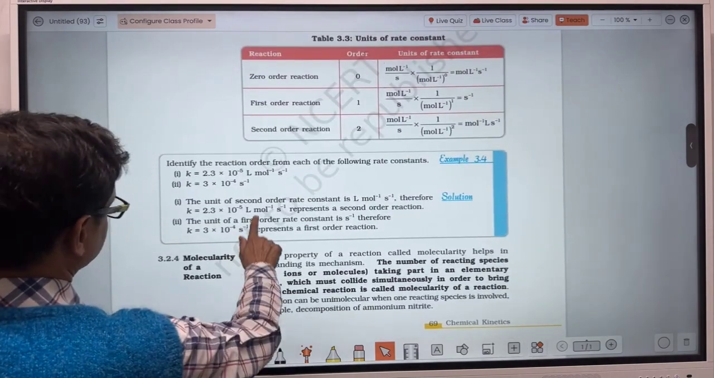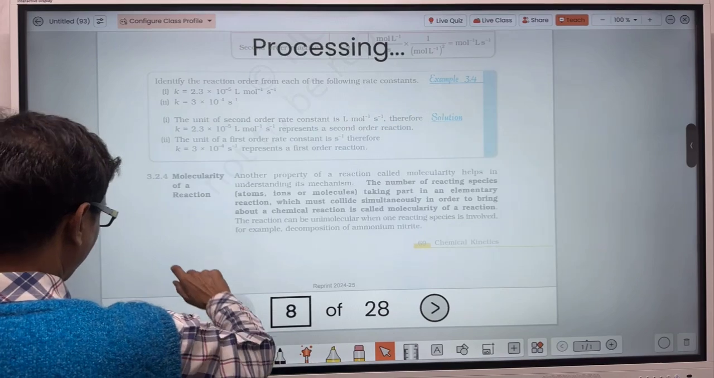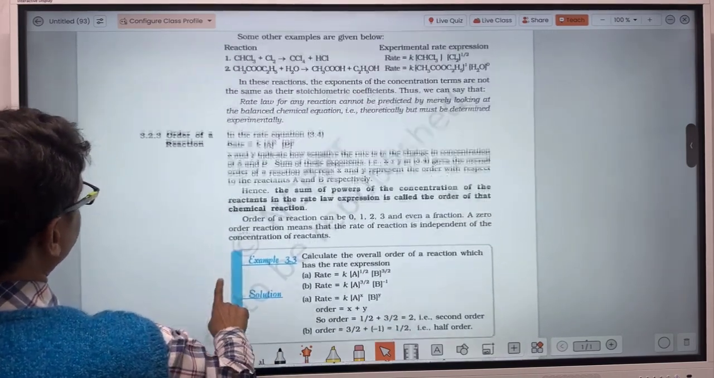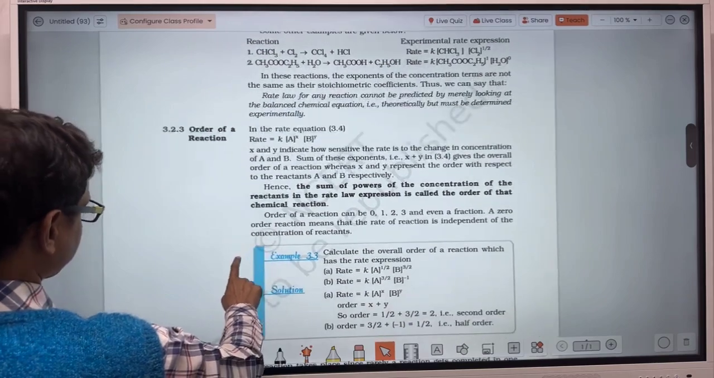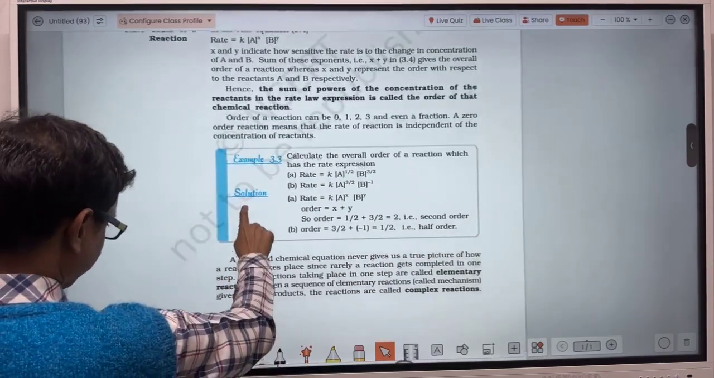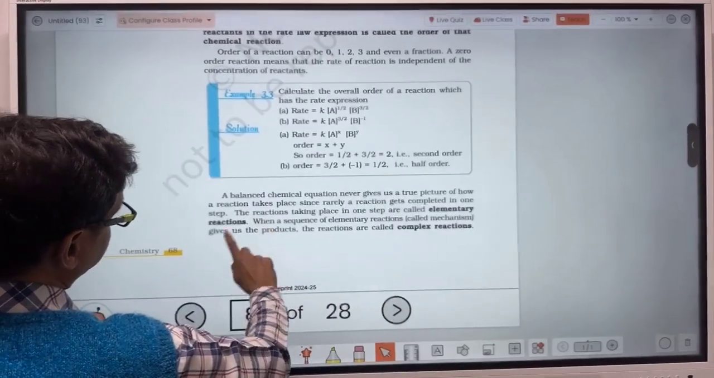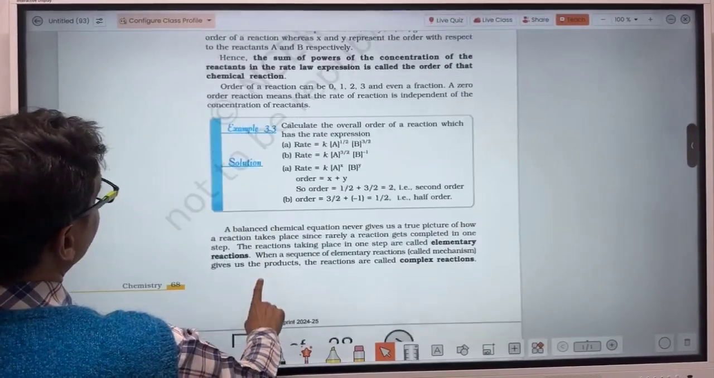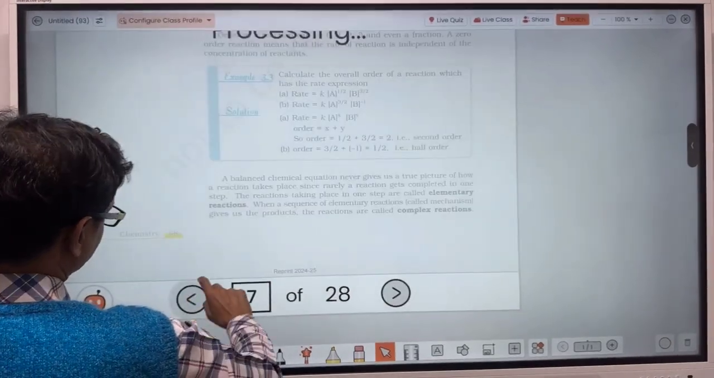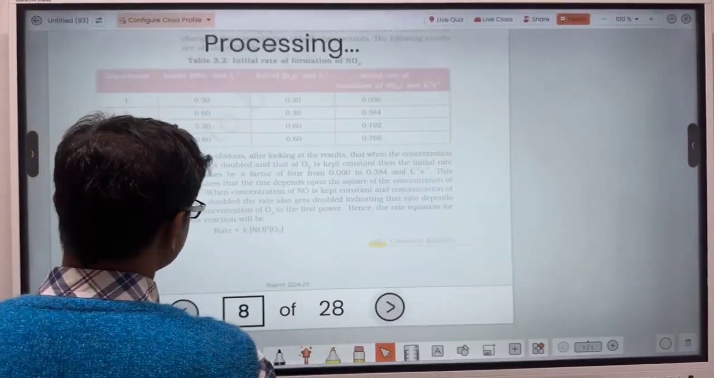Then after this, how to calculate the unit of the rate constant. And guys, a number of times this question has been asked in the NEET examination as well as in the AIEEE examination. So related to this one, we will have to take these questions very seriously. About that one we have discussed. Now let's see.